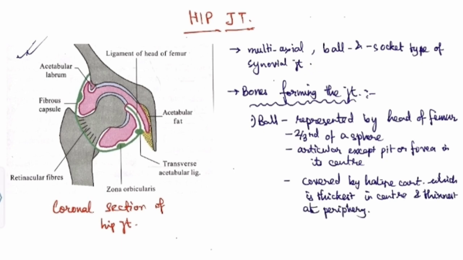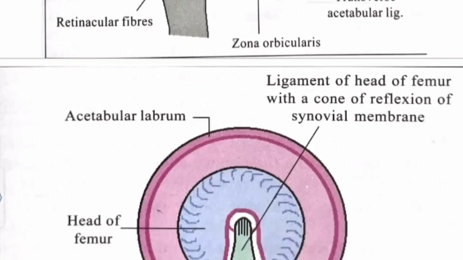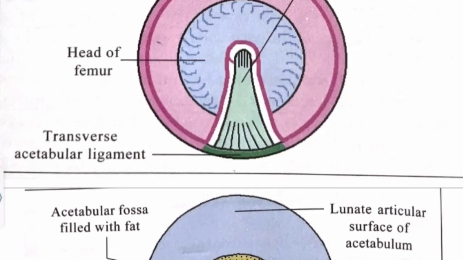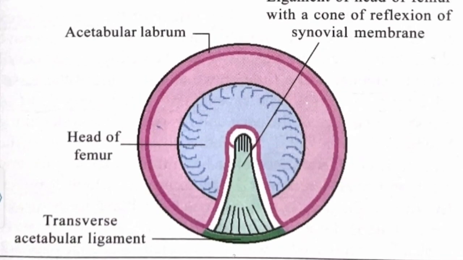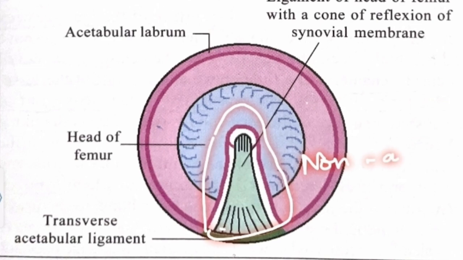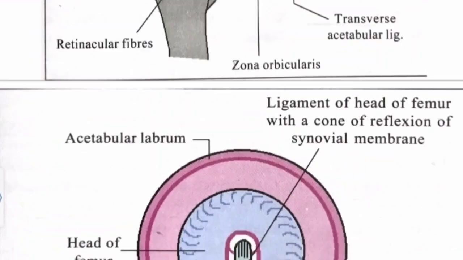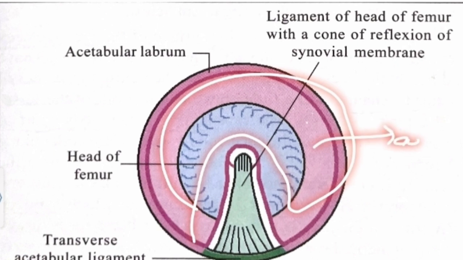Now let's have a look at the other photo which I was telling you about. As you can see, this is basically the socket. You can make out that this is the part covered with articular cartilage, and this is the part which has no cartilage covering it. This is non-articular. You don't need to specifically draw this image. There is another image which is very important, which I'll talk about when we come to it. So this part is articular, and this part is non-articular.